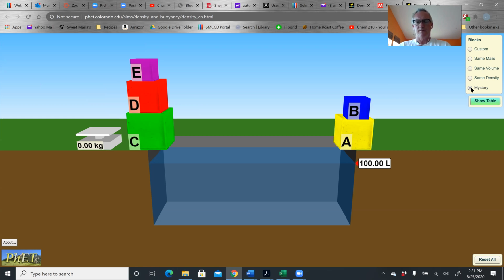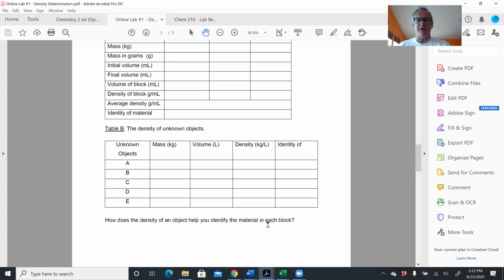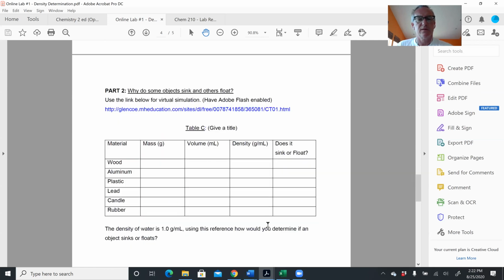I mean, part 2 after the mystery. Like if you scroll down below the mystery, there's part 2 of the lab. Are we just doing part 1 or the whole thing? Like if you scroll down some more, there's the part 2. Yes. Why do some objects sink and others float? We also do that today, right? Yes, we're going to go to that next.